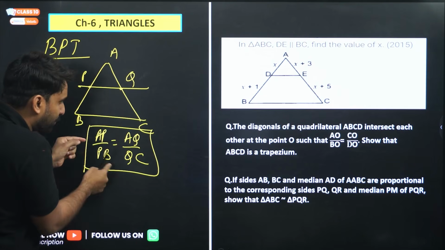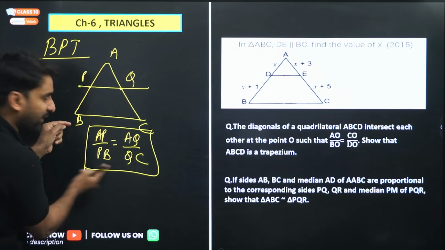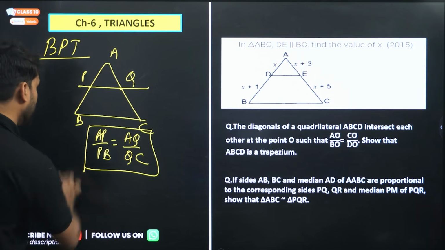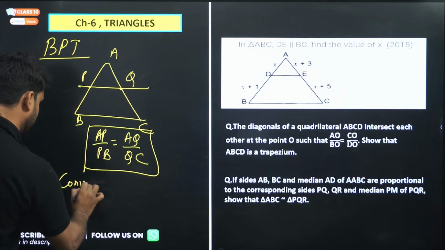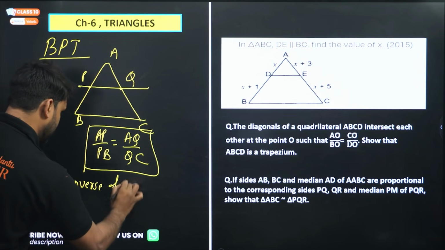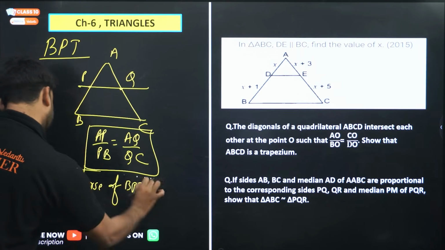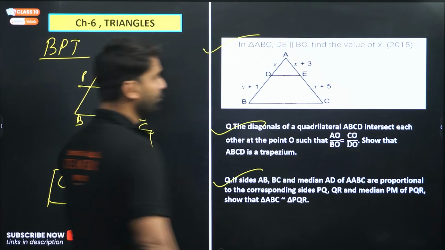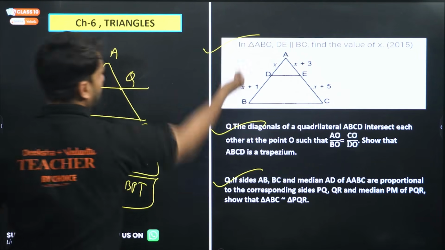If you prove this first, then by the converse you can also say that PQ is parallel to BC. So the converse of BPT is also important. And 3 questions for you all.